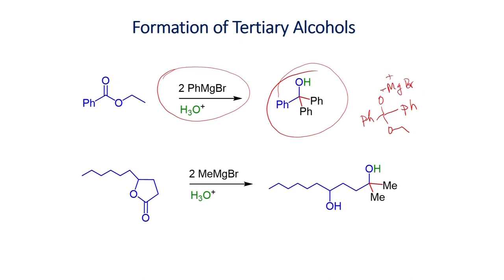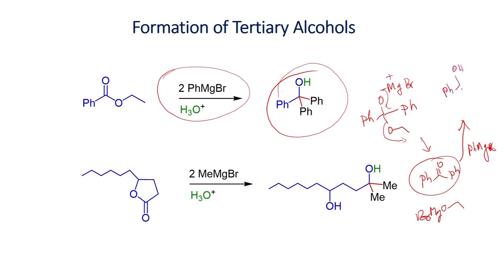Once you form this one, you have a very good leaving group, the ester group. This can be converted into this. Once you form this ketone, the ketone can undergo further reaction, so you will be able to form the alcohol as a product. Therefore, if you have two equivalents of the Grignard reagent, they can readily undergo addition with the ester and you will be able to generate the tertiary alcohol as the product.